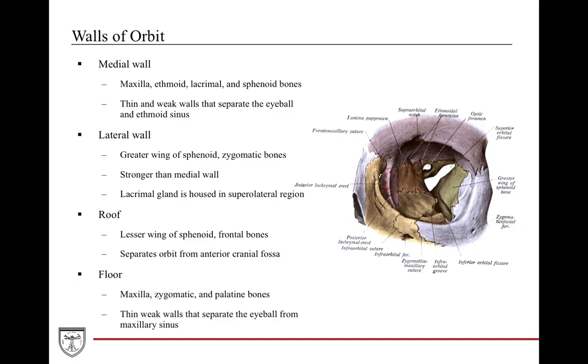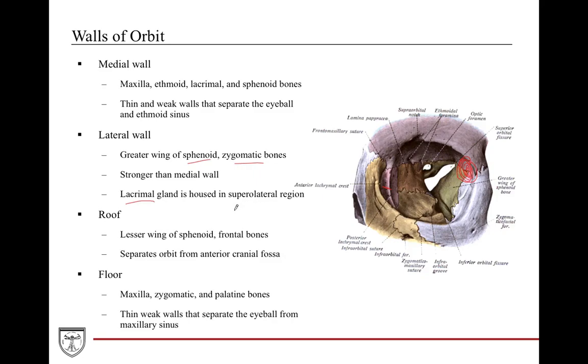It's thin, it's weak, and it oftentimes can get fractured and disrupted in some sort of pressure, like base injuries. Then you get the lateral wall. So lateral wall is stronger. It's made up of sphenoid and zygomatic, which is a very, very strong bone. It also houses a lacrimal gland right about here.